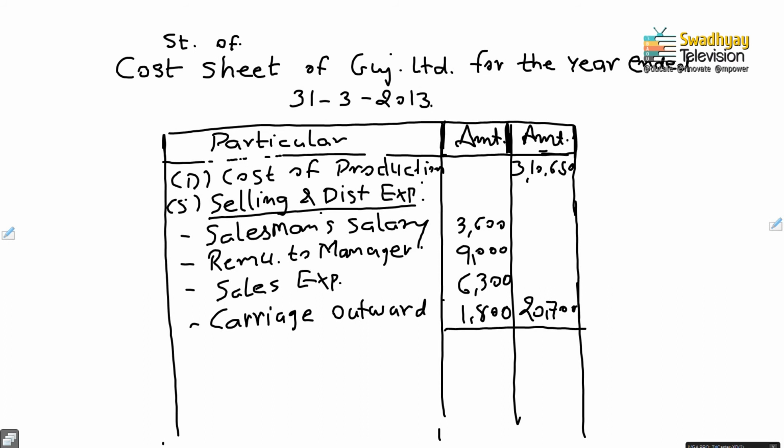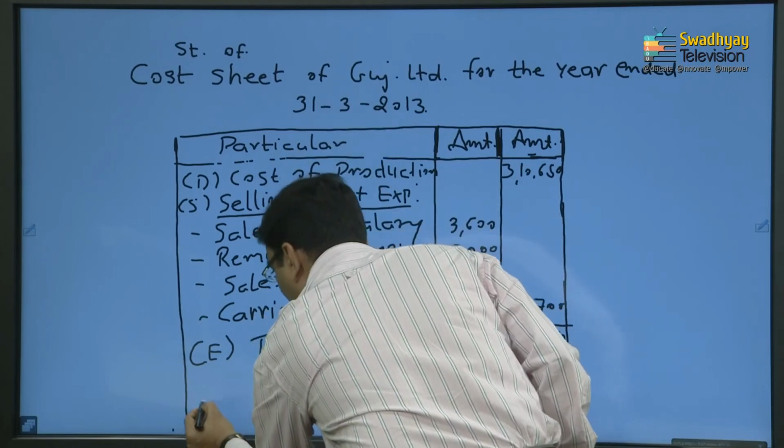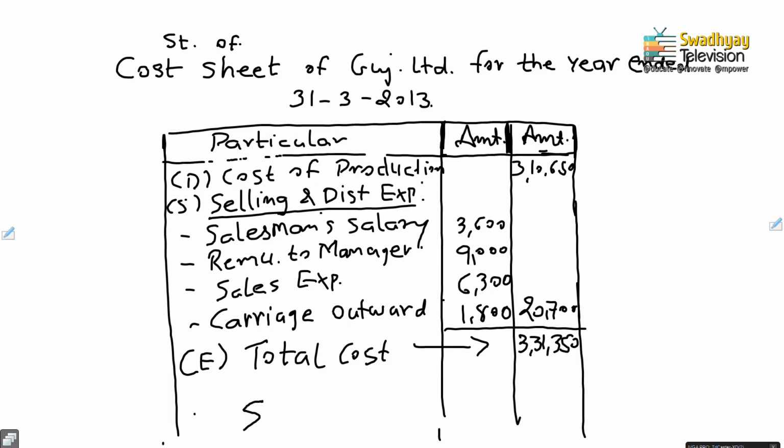This 20,700 will be added into the cost of production. The total comes to ₹3,31,350, and this is the last answer, total cost. This is your total cost so far as manufacturing is concerned. Whatever amount of expenditure is actually incurred regarding the manufacturing of this product, it is 3,31,350.